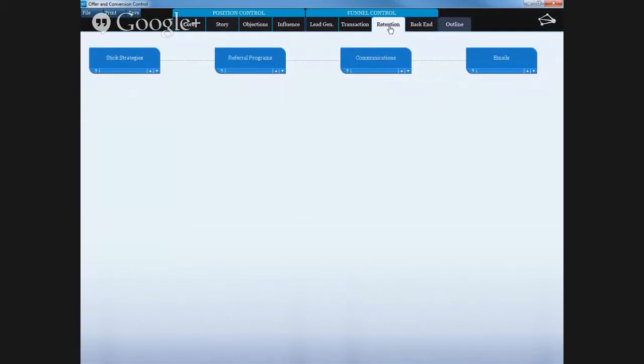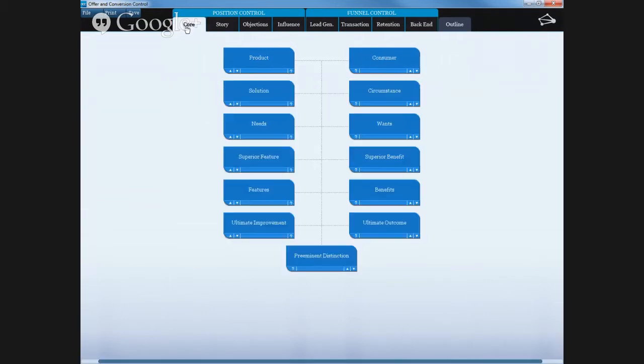Then we have retention, which walks you through thinking through stick strategies, referral programs, communications and emails. It helps you work through that entire brainstorm, and the back end as well, through the different things you want to be thinking about. But that's not what we're going to be talking about today. Today we're specifically going to be focusing on the core elements. So I think it's time to jump into those and get going.